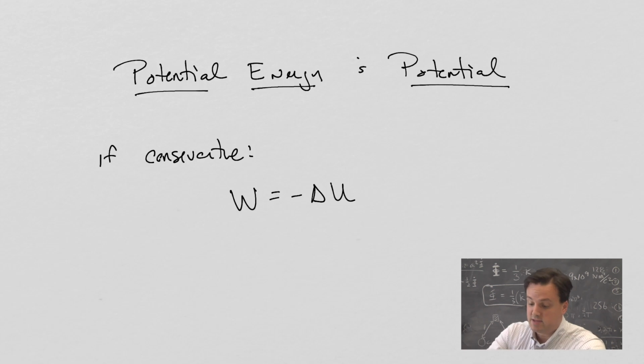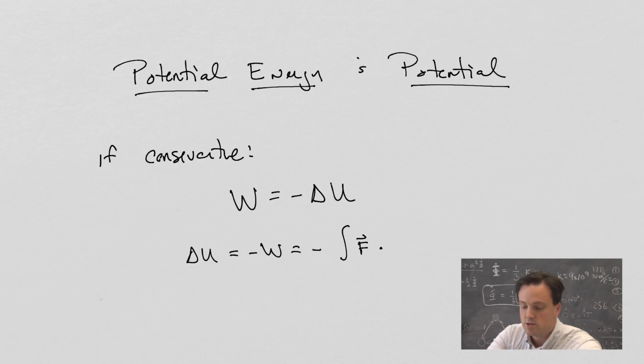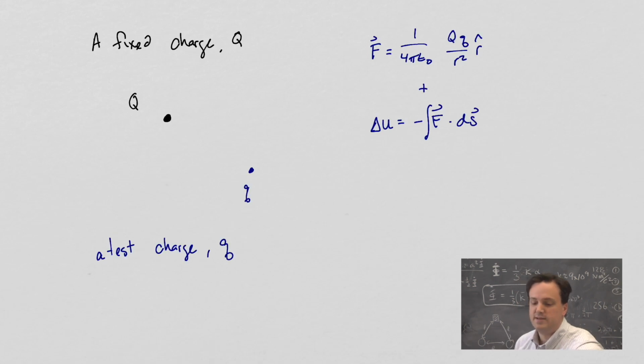So let me rewrite this just a little bit and say, well, in the case where I can define a potential energy, the change in that potential energy is going to be equal to minus the work done by the force, which in a general expression is minus the integral of that force. In this case, it's going to be the electric force, dotted with the displacement, that is, dotted with the parameterization that the force takes. Okay, so let's do it for a simple example.